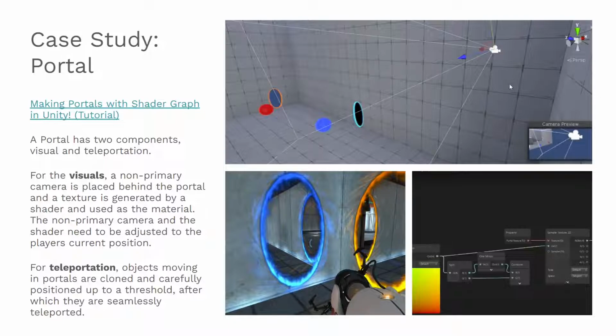And for the interpretation part, we just move the objects and clone the objects that are moved in the portal and just carefully position them to essentially fake the portal effect.